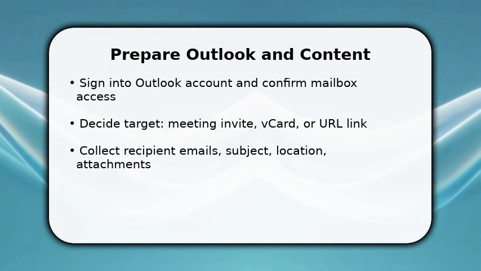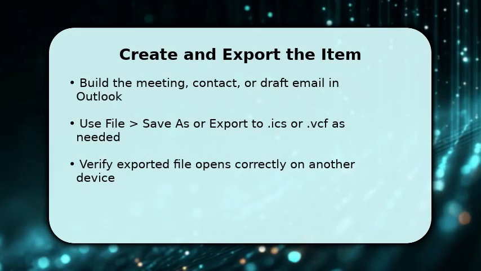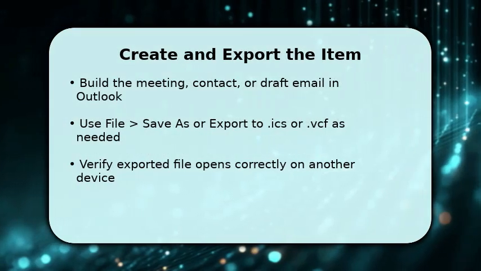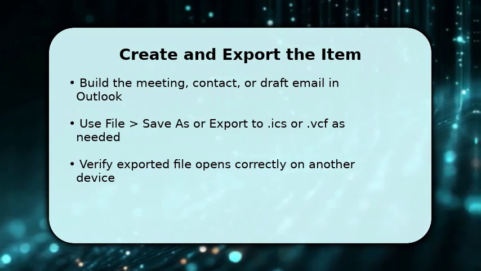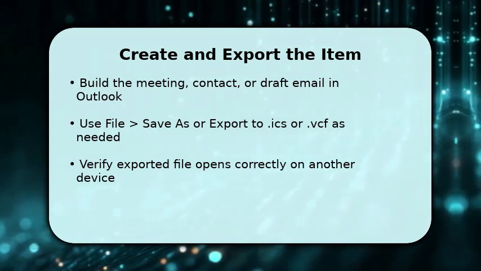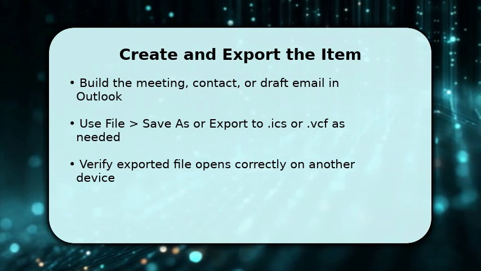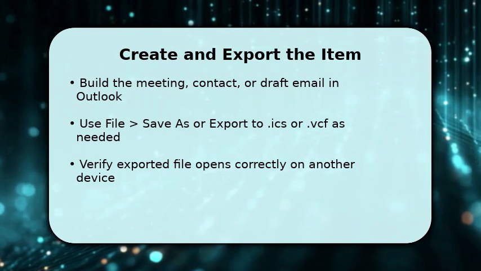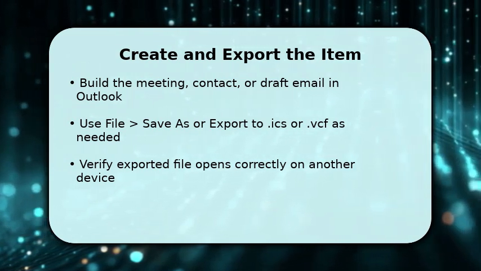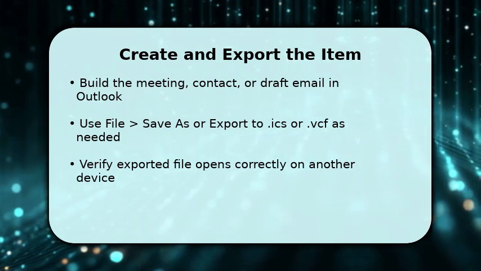You create the meeting, contact, or message inside Outlook with all details filled in, then export the item. For events use save as ICS, for contact use VCF, and for links copy the URL. Once exported, locate the file on disk and open it to verify fields display correctly. If you're sharing a URL, shorten or clear UTM parameters for cleanliness.